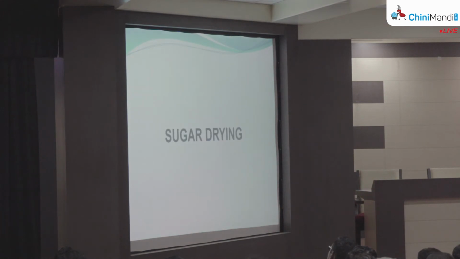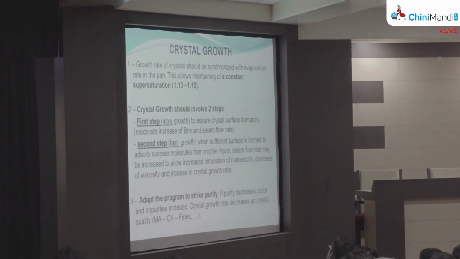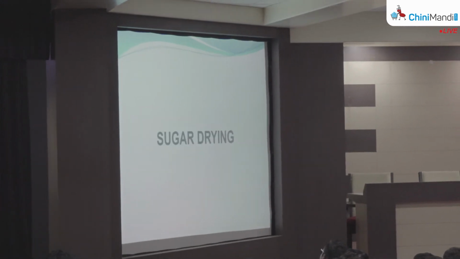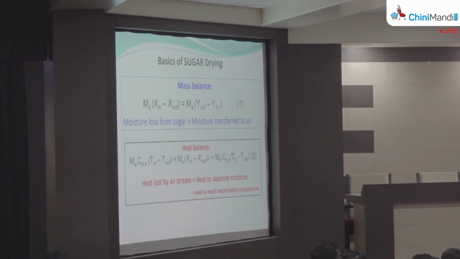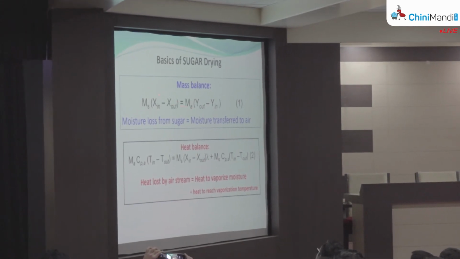You can see, and also you have to adapt to the purity of the slide. The basic of sugar drying is that you can at any time establish a mass balance and a heat balance, very easily knowing the moisture inlet and outlet of the product and the air characteristics. Also for the heat balance, it's also easy to establish it using the steam tables, etc.